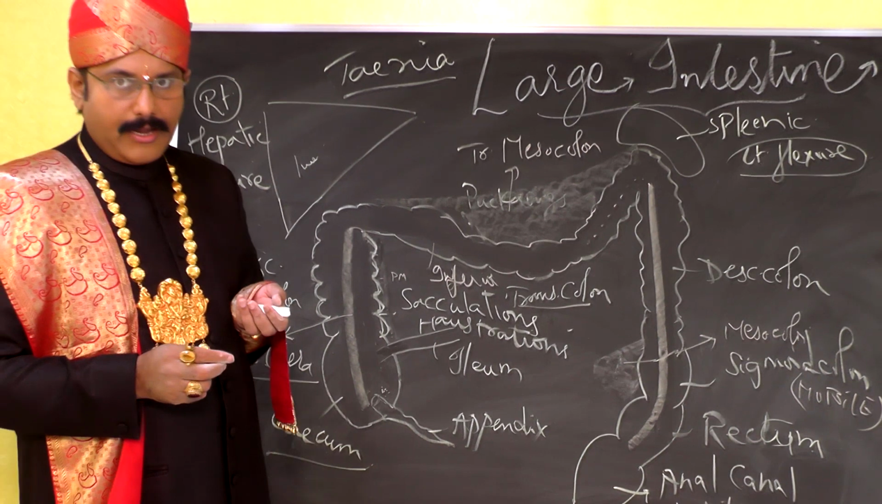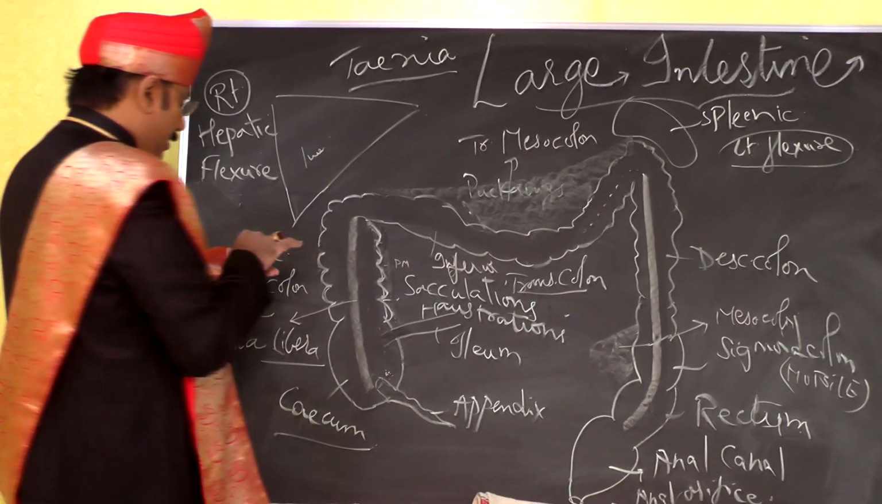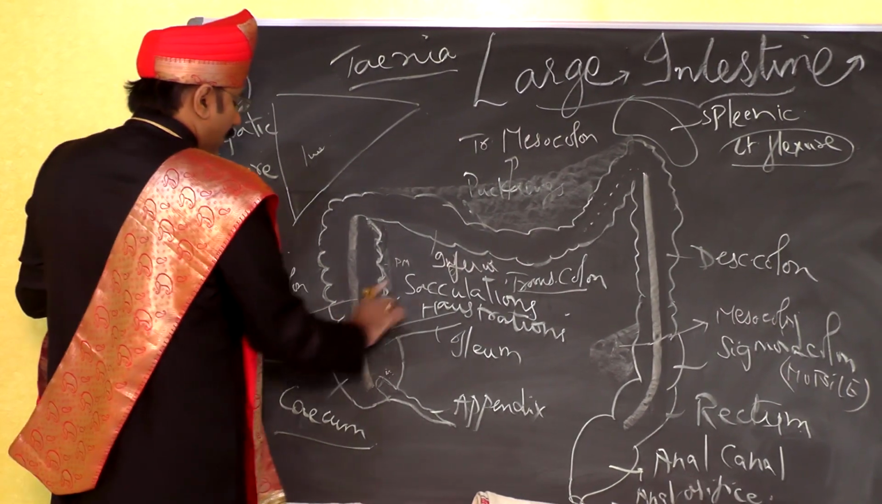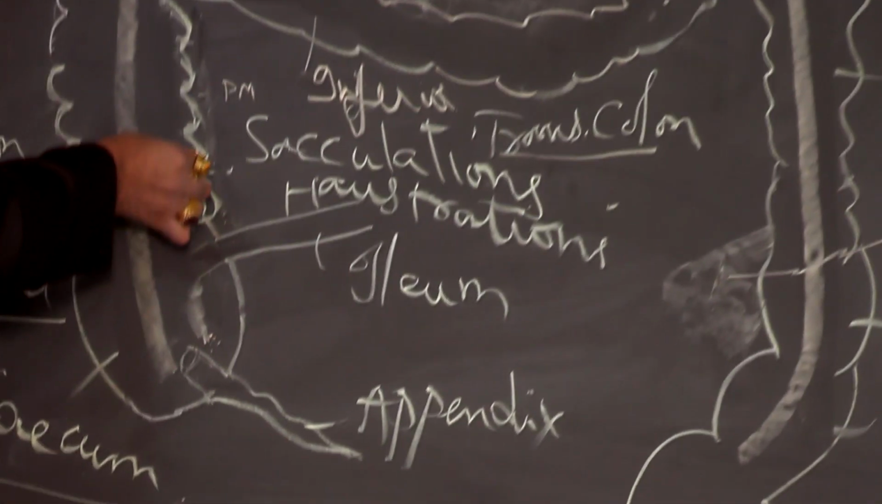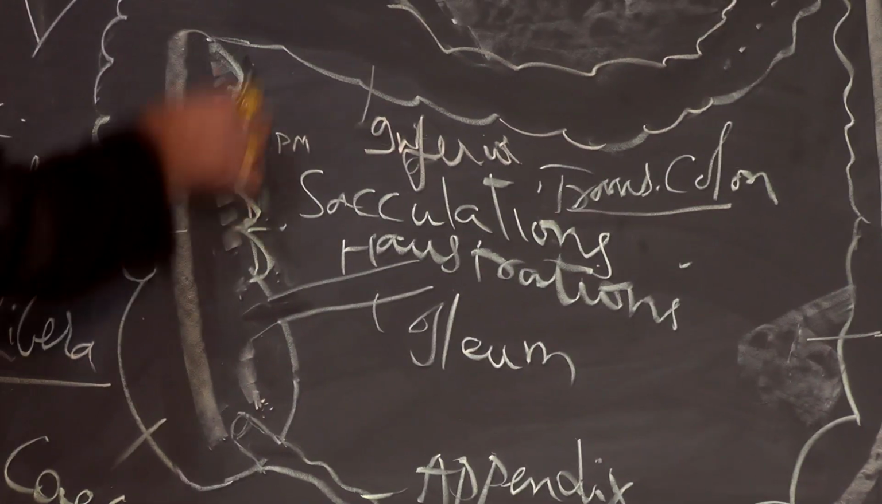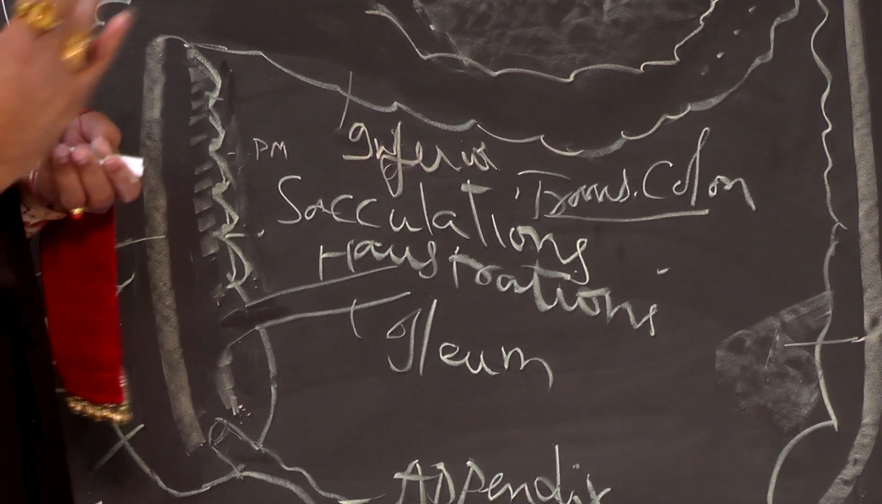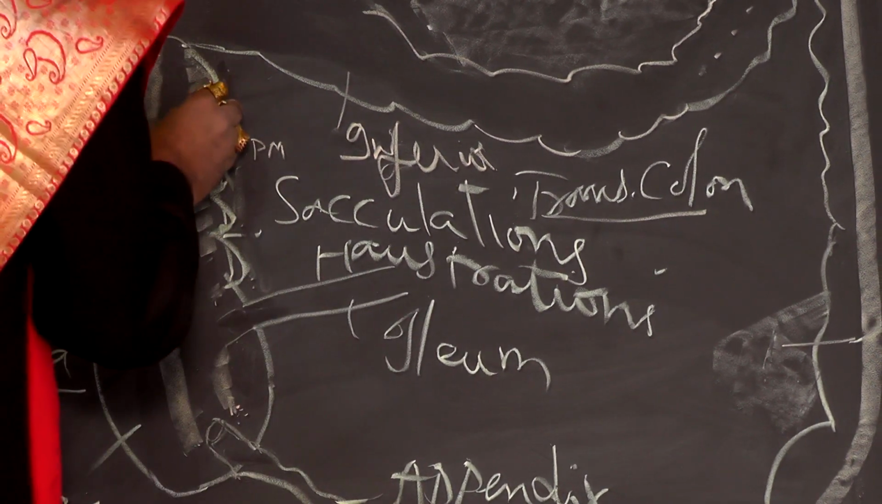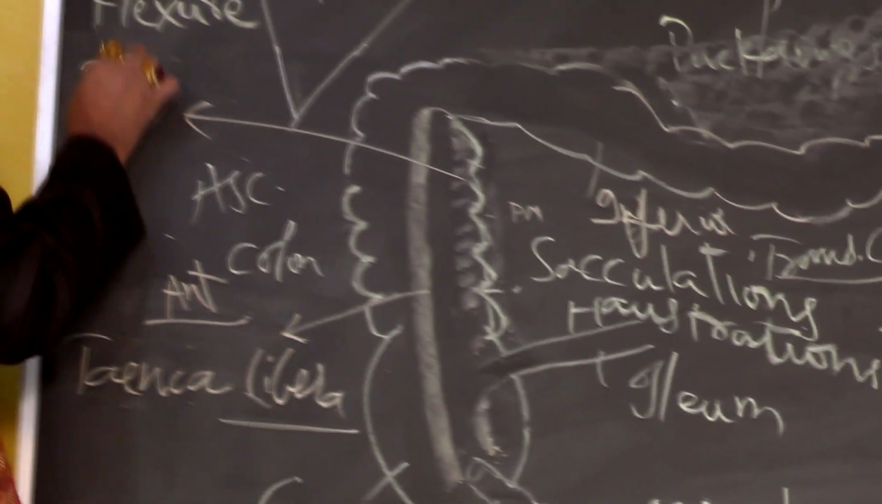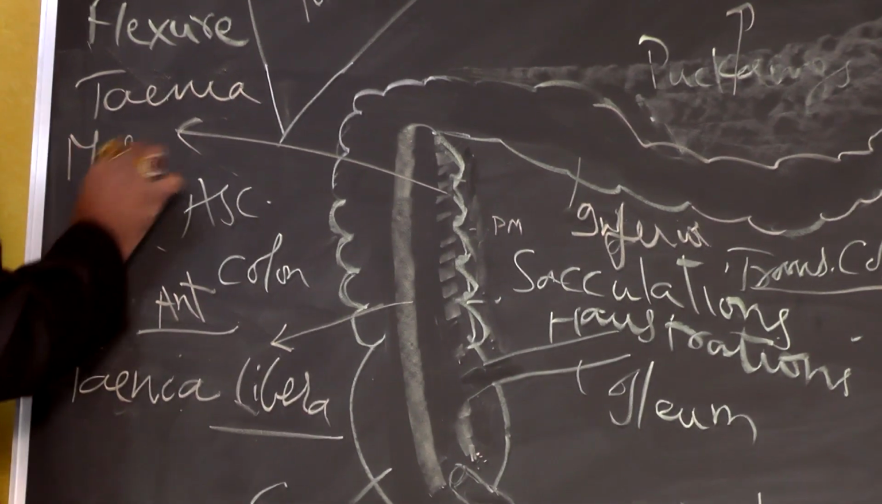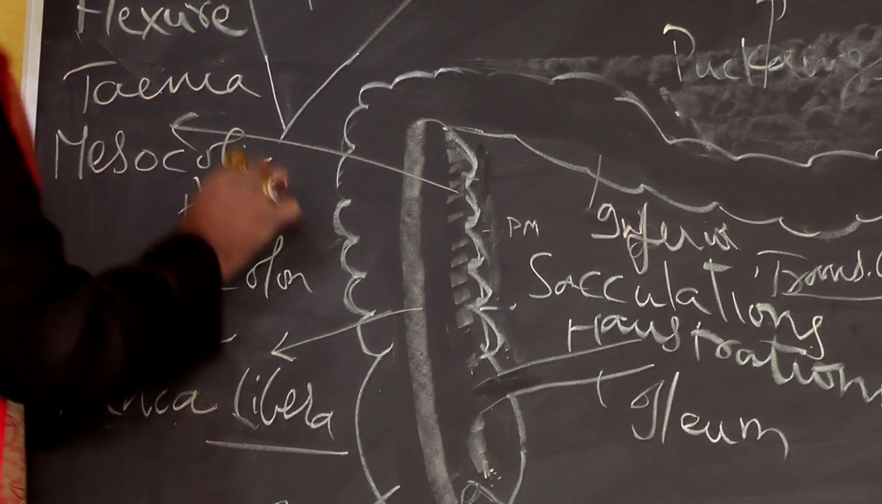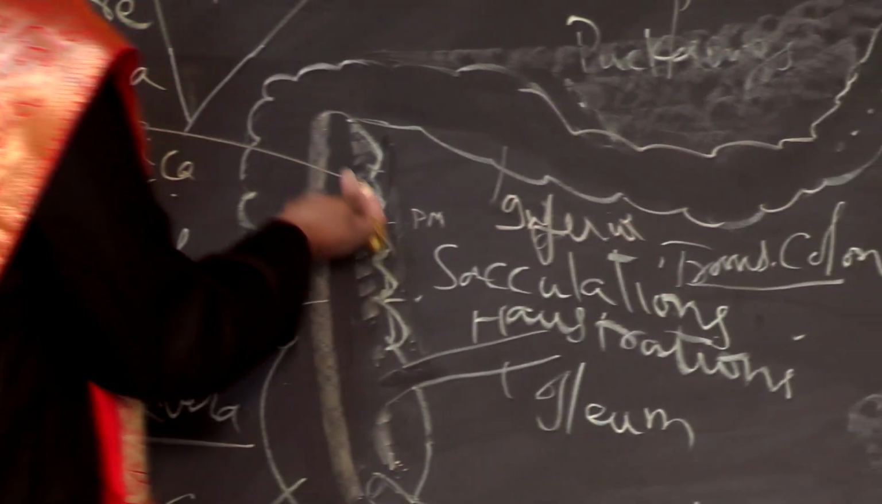In the same way, if you see the posterior medial aspect, there is another teniae seen on the posterior medial aspect. That's why I am giving a dotted line. The one present posterior medially is called teniae mesocolica. It is running posterior medially.